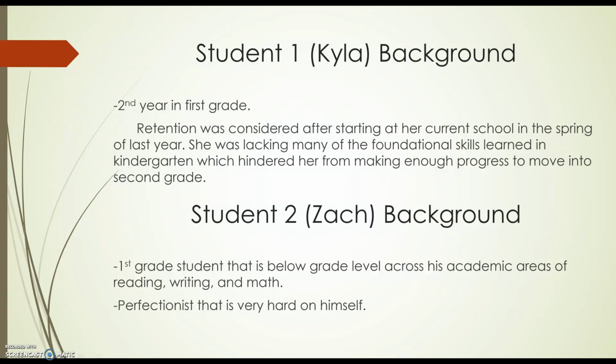My first student that I'm going to give you a little bit of background on is Kyla. She is a first grade student that has been retained. She was considered up for retention after starting in her current school in the spring of last year. She was lacking many of the foundational skills learned in kindergarten, which hindered her from making enough progress to move into the second grade. Zach is also a first grade student that is below grade level across his academic areas of reading, writing, and math, and he can be described as someone who is a perfectionist that is very hard on himself.